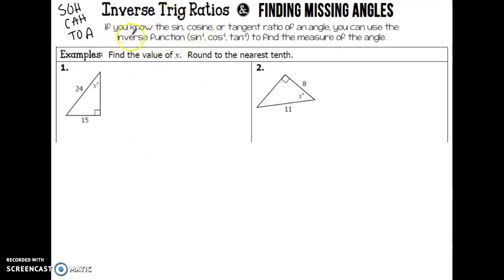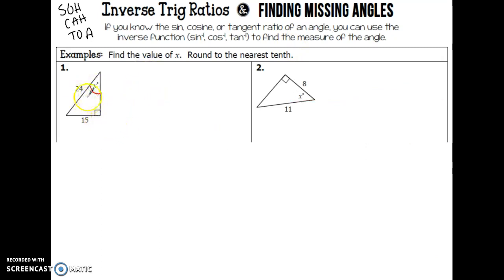And here, if you know the ratios of any of these, then you can use the inverse function of that same ratio in order to find the measure of that angle. So in this case, we are looking for this angle. We are looking for that angle x. So I'm going to go ahead and label it.